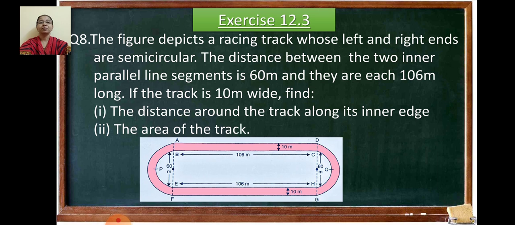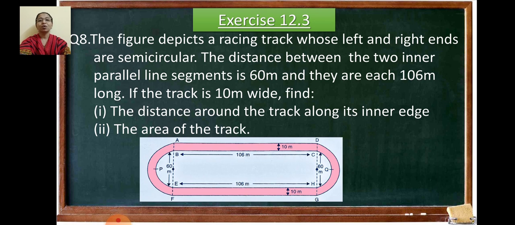This is that diagram. See here, what are the things given to you? Here the length of this inner edge is 106 meter and the width of the track is 10 meters, and you have to find the length of this inner edge, that means the perimeter of that inner edge, and the area of that pink color shaded region which denotes the track, right? So finding the length of that inner edge is easy.